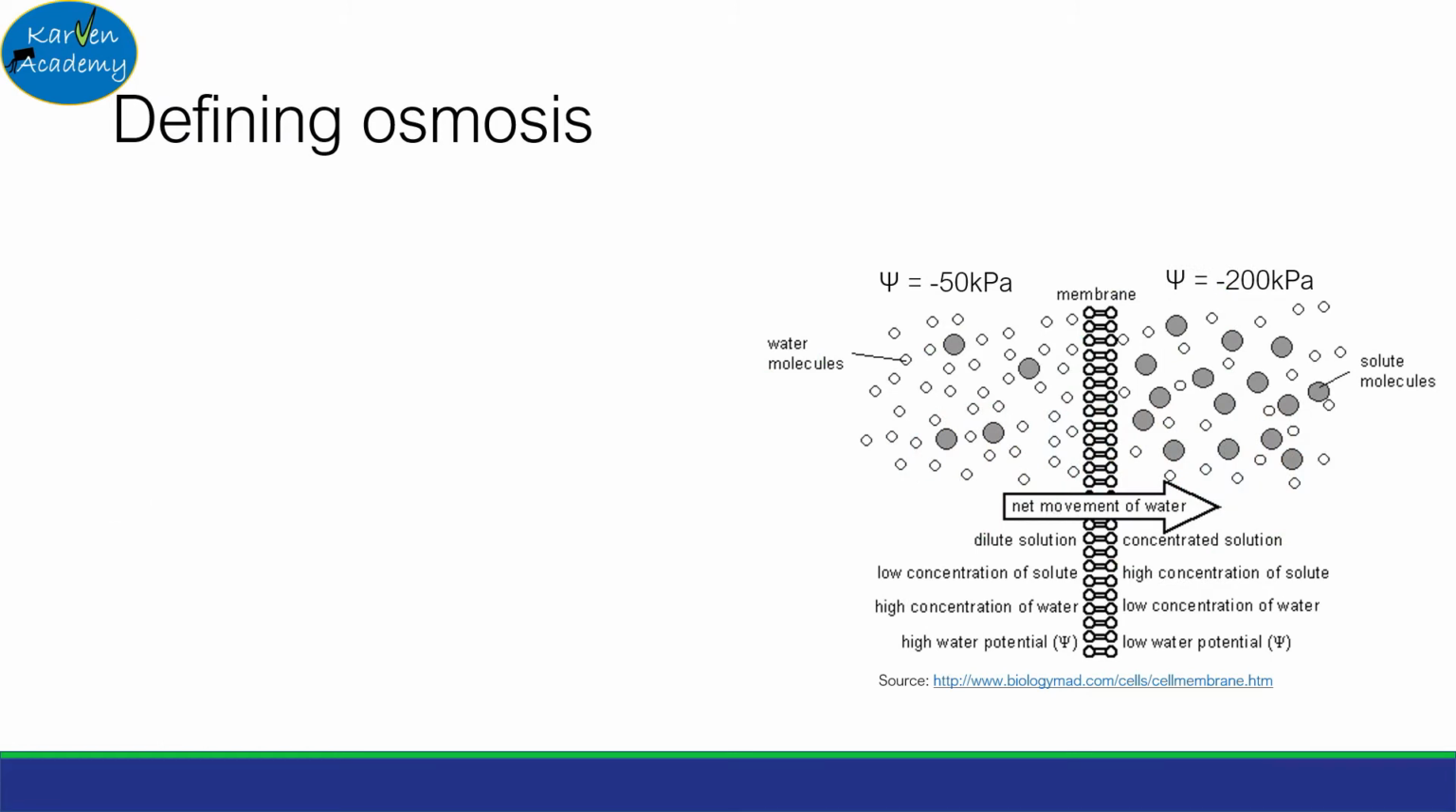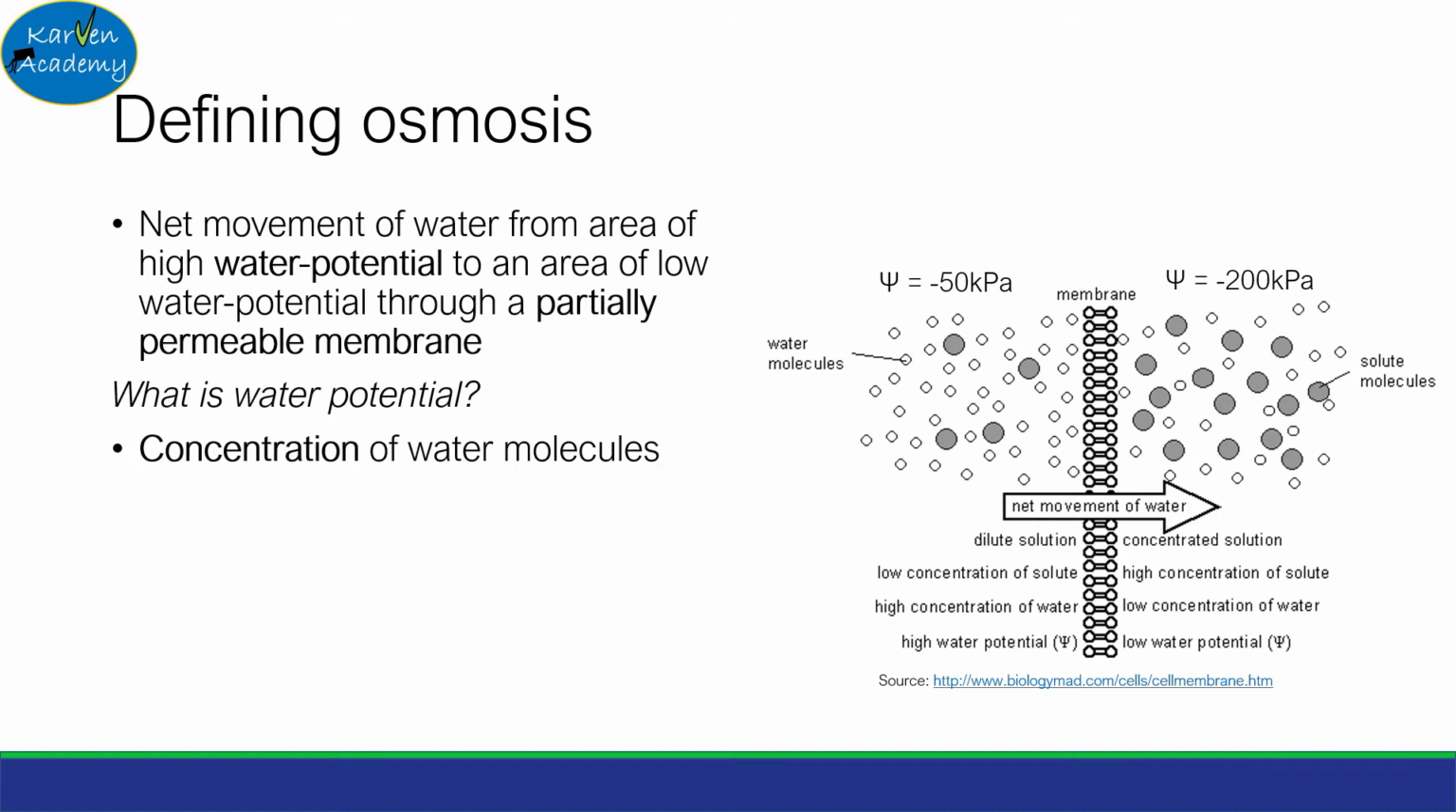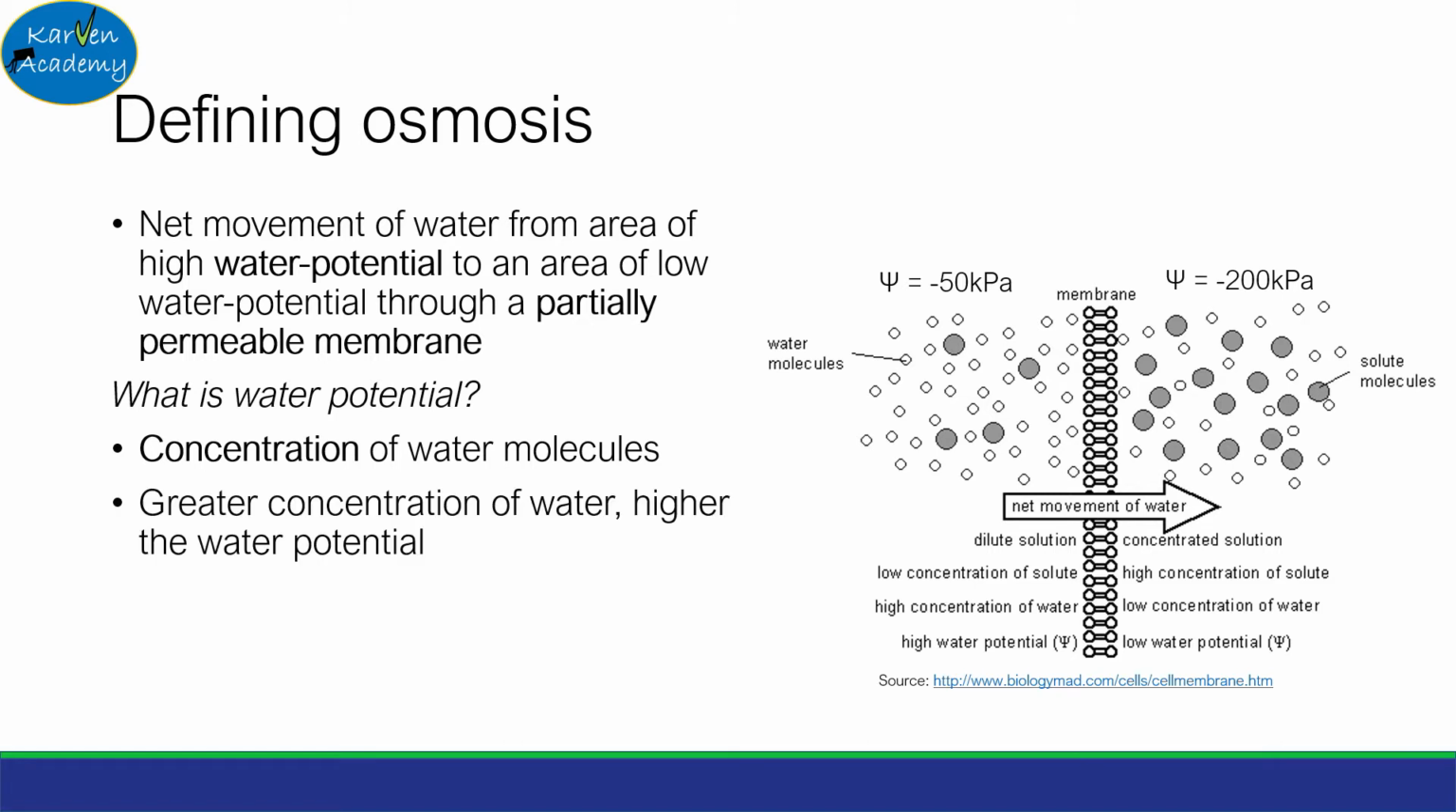Now let's look at osmosis. You should be familiar with this from GCSE. In osmosis, there is net movement of water from an area of high water potential to an area of low water potential through a partially permeable membrane. But what is water potential? Well, water potential is the concentration of the water molecules. And so the greater the concentration of water, the higher the water potential.